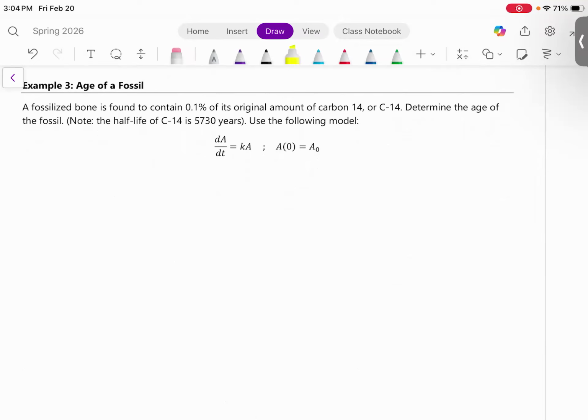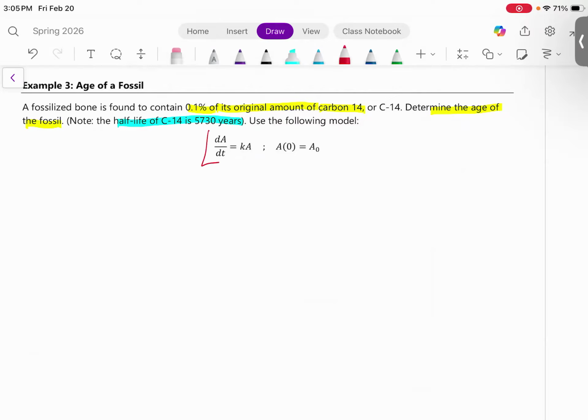A fossilized bone is found to contain 0.1% of its original amount of carbon 14, or C14. We're being asked to determine the age of the fossil. A piece of material that will help us out is that the half-life of carbon 14 is 5,730 years. And we're being asked to use the following model.